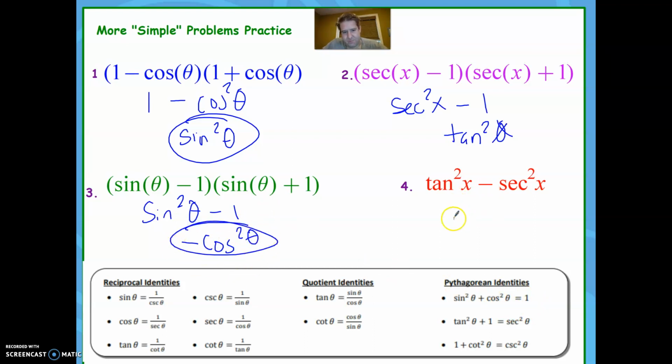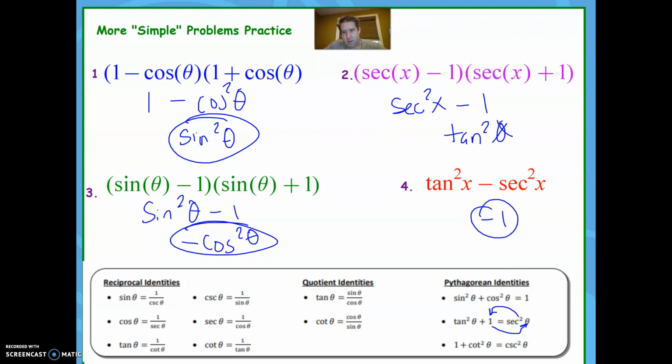That's the answer. And tangent squared of x minus secant squared of x, that's actually a pretty basic one right here. So if you move this one over to this side, it's going to be minus. If you move this over to this side, it's going to be negative 1 is your answer.